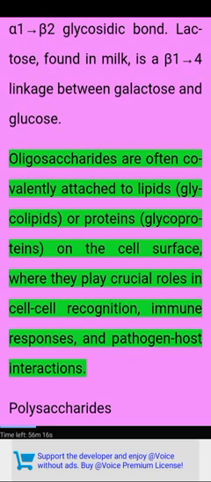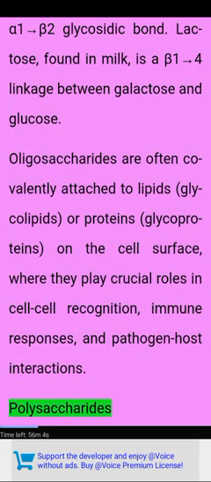Oligosaccharides are often covalently attached to lipids, glycolipids, or proteins, glycoproteins, on the cell surface, where they play crucial roles in cell recognition, immune responses, and pathogen-host interactions. Polysaccharides.